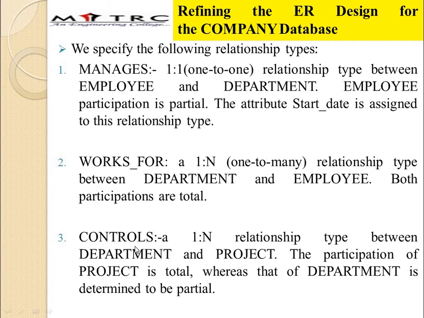So third is control. What is the third relationship present inside the company database? That is control. Control specifies a 1:n relationship type between department and project, and the participation of project is total, whereas that of department is partial. So this is the third relationship type used inside the company ER diagram, and it is specified between the department and project.